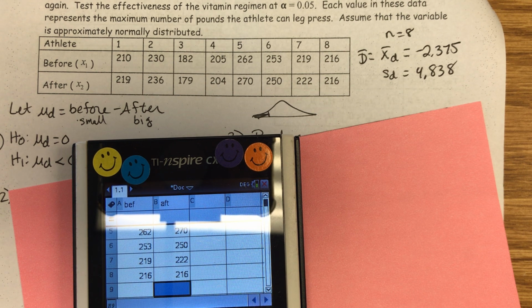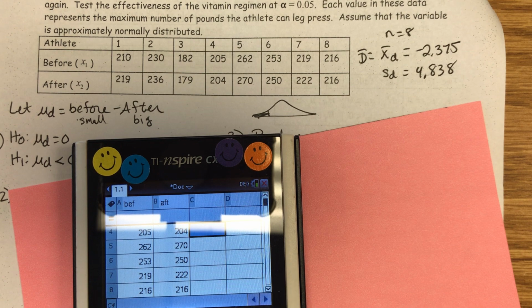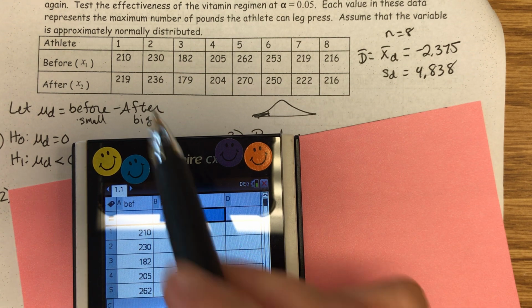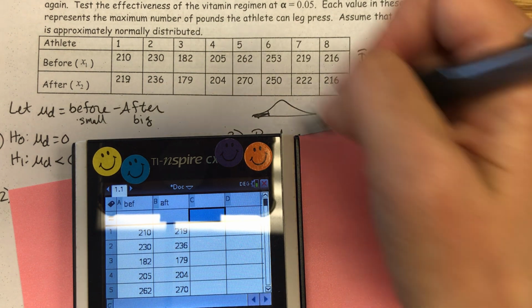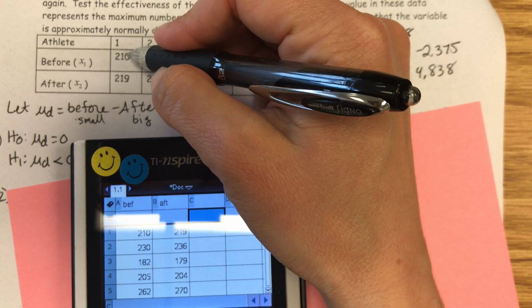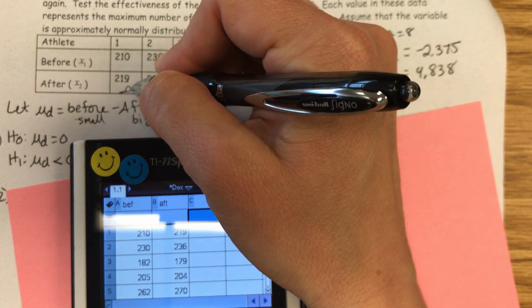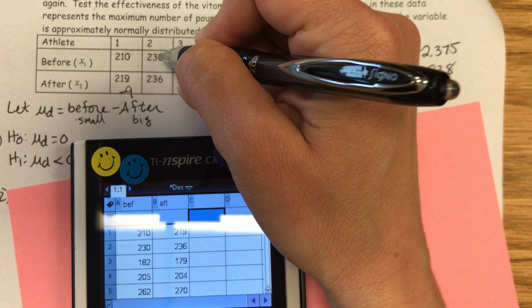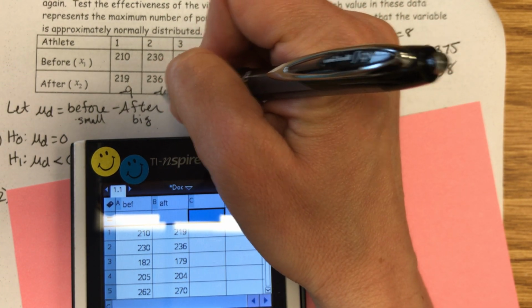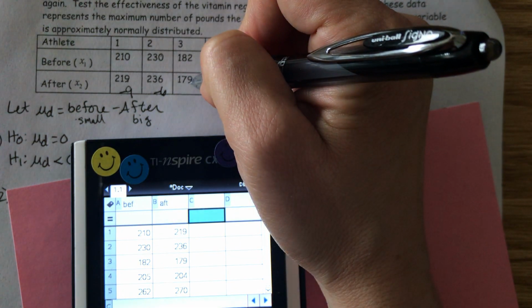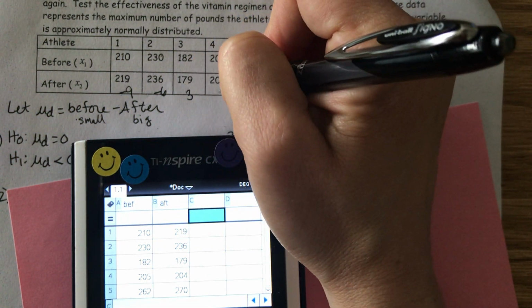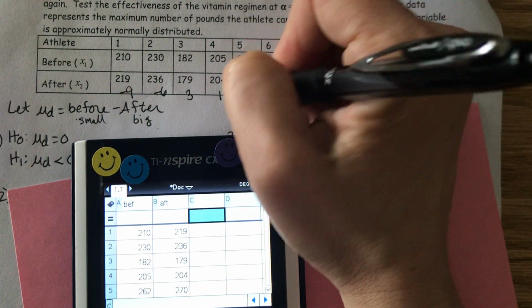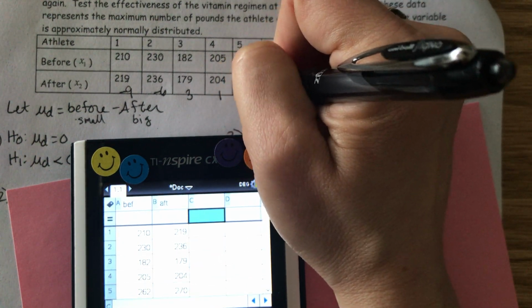Okay, now what my calculator can do is subtract it for me. This data set was only 8 points, so it might be faster to just subtract and type in your answers, right? So I said 210 minus 219 is negative 9. I ran out of space, so I'm just going to put it down. 230 minus 236 is negative 6. 182 minus 179 gives us 3. 205 minus 204 is 1. 262 minus 270 is negative 8, and so forth.